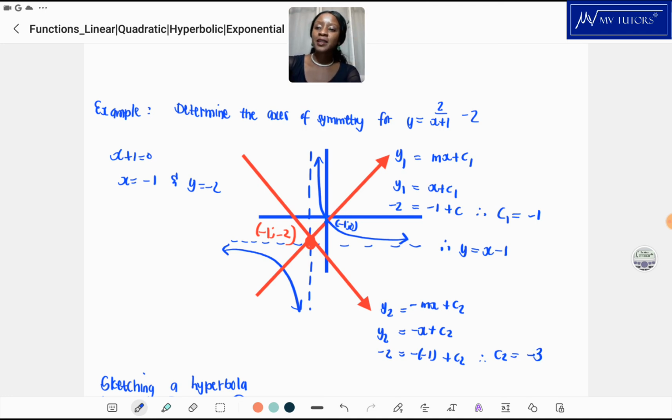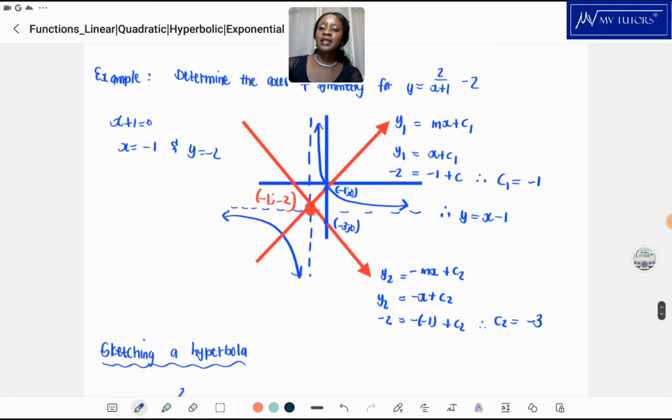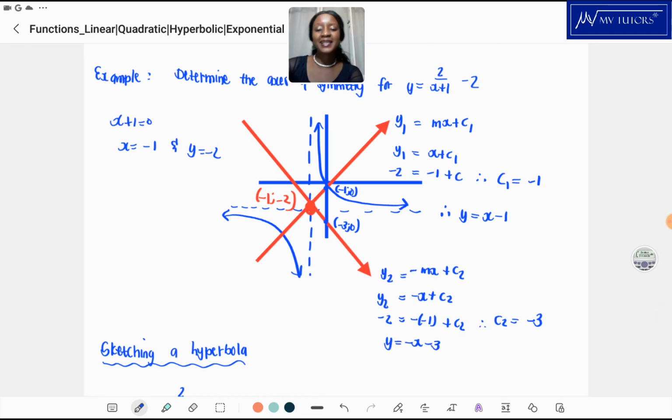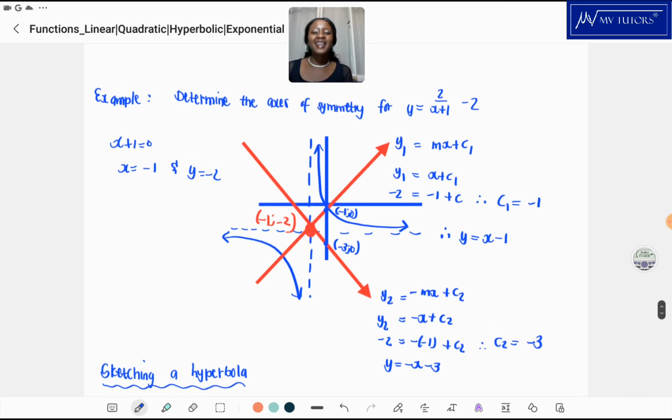And if you look at it, if this was negative 1 over here, I'm expecting this to be less than negative 1. So it makes sense that it's negative 3. And so the equation of that line would be y is equal to negative x minus 3. And those are the equations of the axis of symmetry.